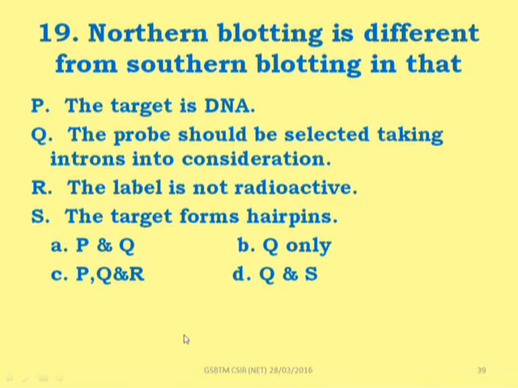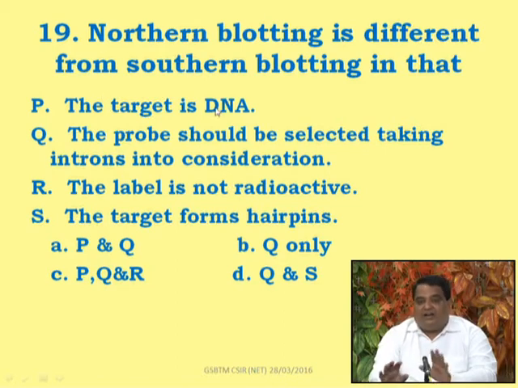Next one. It's a straightforward question. Northern blotting is different from Southern blotting in that... Northern blotting means RNA can be transferred onto a membrane and immobilized. So here the question is how Northern blotting differs from Southern blotting. The target is DNA? No, the target is RNA, so this one is not correct. The probe should be selected taking introns into consideration. Of course, mRNA doesn't contain any introns, and introns are non-coding sequences present in DNA. So this has to be considered. So Q is right. Third one, the label is not radioactive.